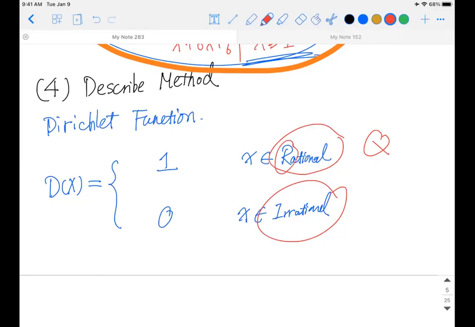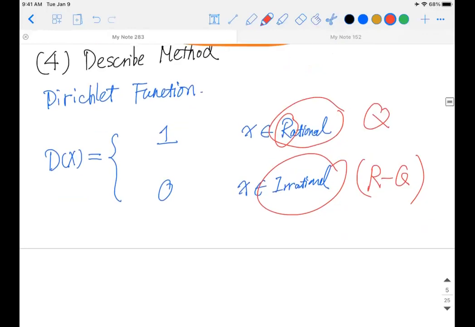Then what about irrational numbers? For irrational numbers, we always use R minus Q, because R is the overall real numbers. Real numbers are basically the rational numbers plus the irrational numbers. You use the real numbers to subtract the rational numbers. All the remaining will be irrational numbers, which is quite understandable, right? Let's say I have such a function. As long as x is a rational number, the function will be equal to 1. As long as x is an irrational number, D(x) will be equal to 0.